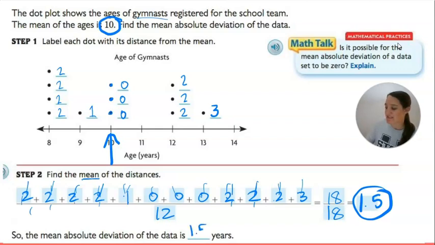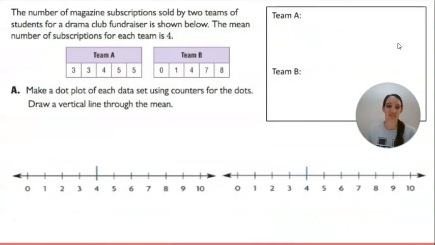What that means is that the average gymnast age is 10 with a mean absolute deviation of 1.5 years. So the majority of the gymnasts are all within 1.5 years of the 10-year-olds. We have the 10-year-olds, but most of them are about 1.5 years older or 1.5 years younger. That's what the mean absolute deviation shows. Okay, and that can give us lots of information.